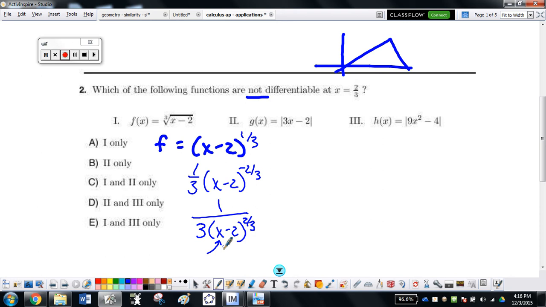So this thing is differentiable at 2/3, which means that we can rule out some of our answers, can't we? We're looking for not differentiable, so we know the answers. Which ones can we rule out? A, C, and E. A lot easier now, right? But it still comes down to 2 or 2 and 3.